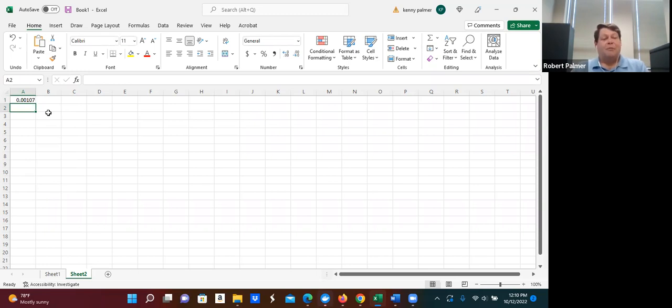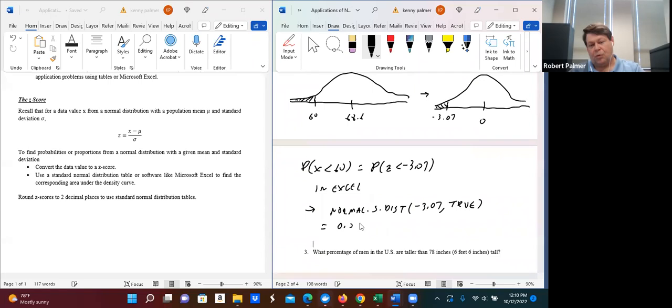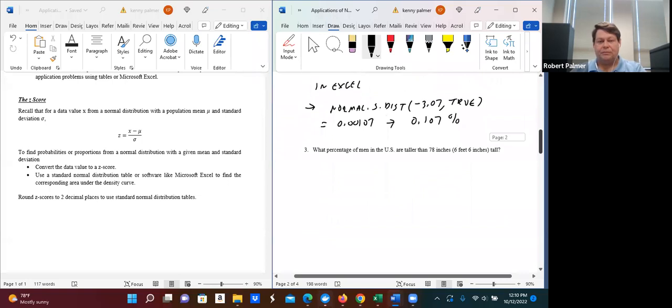We expect that the fraction of U.S. adult men who are less than 5 feet tall is small, since finding one that short at random is unlikely. And so the value is 0.00107. In percent, that's going to be 0.107%. So about a tenth of 1% of adult men we expect to find who are less than 5 feet tall. Okay. All right, let's do another one.